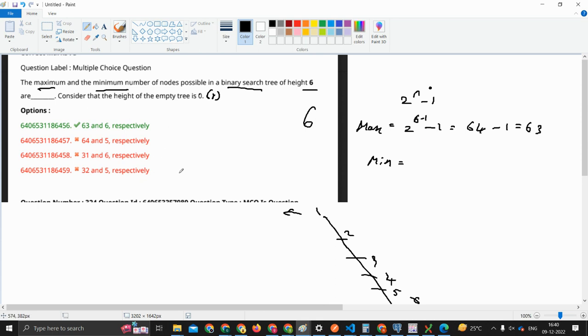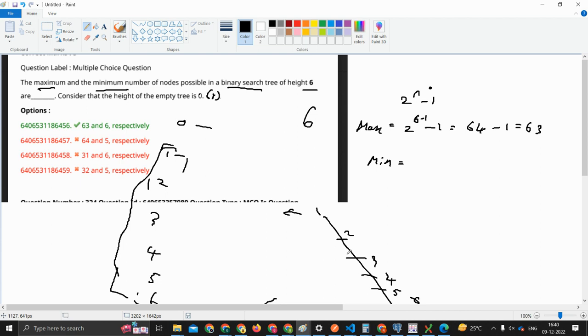Basically you're saying that, see, you have a tree. Let's say this is the first level, second level, third level, fourth level, fifth level, and sixth level. Let's say that this is the 0th level. They are saying that if you start from 0, the height is going to be like this. So if you start from 1, then how much will you have? You'll have 1 less than whatever was there. So n minus 1.